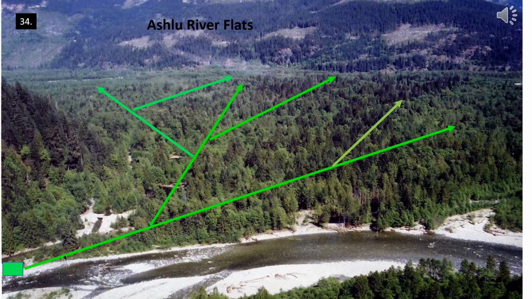So this is a bird's eye view. If you look to the lower left, the little green box suggests the approximate location of the intake in and around there. And the little green arrows spread across this big broad floodplain that you're looking at, the Ashlew Flats.